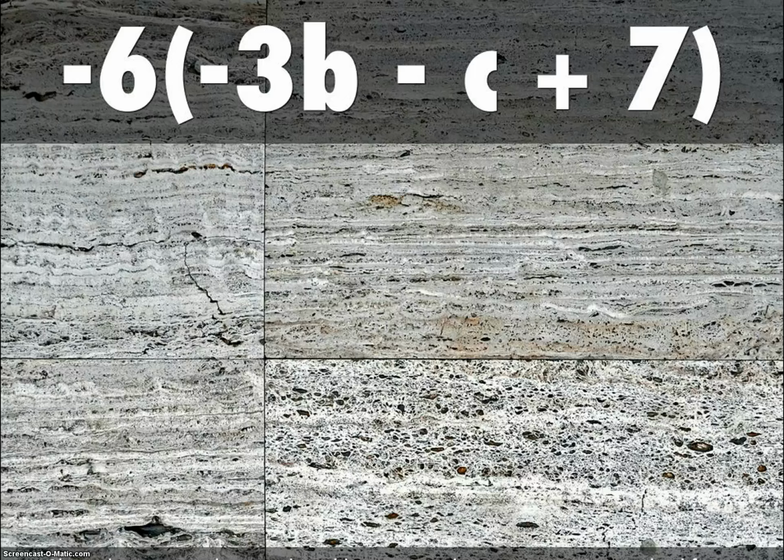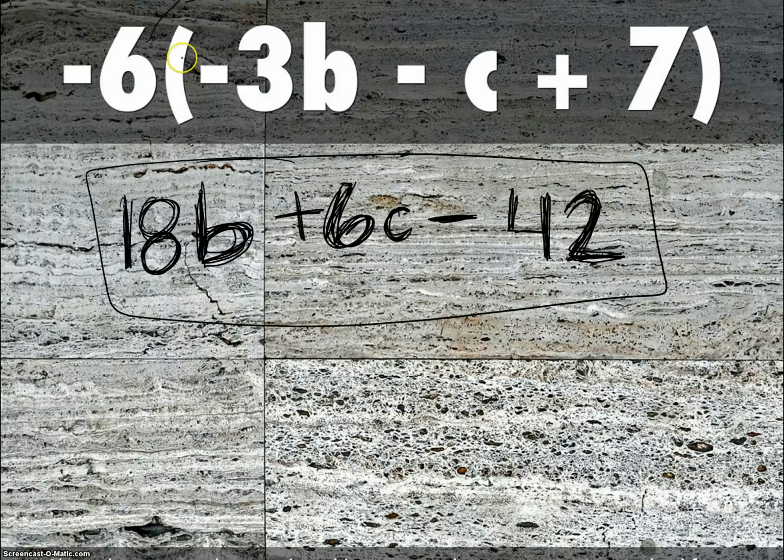This next problem has 3 terms on the inside. Please don't let that scare you. Pause the video and work it out. When you take a negative 6 times a negative 3, you get a positive 18b. A negative 6 times a negative 1c gets you a positive 6c. And a negative 6 times a positive 7 gets you a negative 42. I can't combine the b's and c's because they're different letters, and I can't combine the negative 42 with anything because it's a constant, and everything else is a term with a variable. You're done.